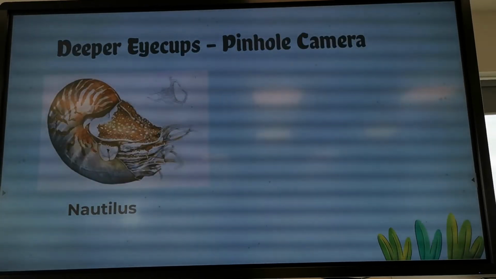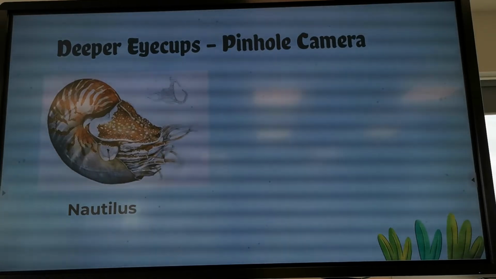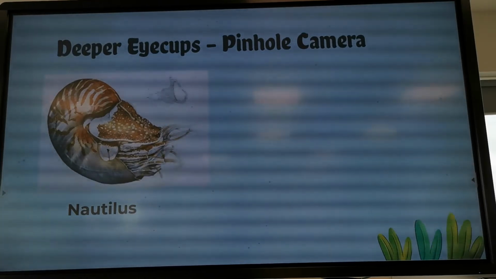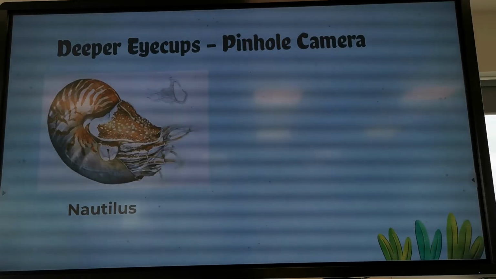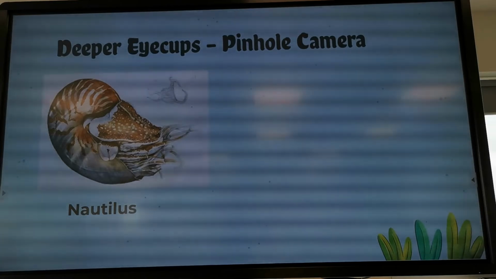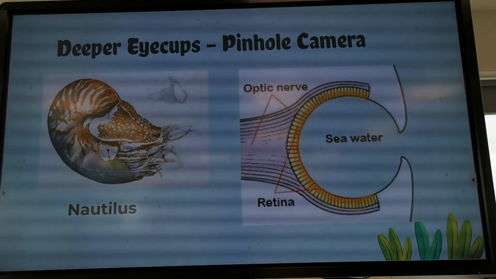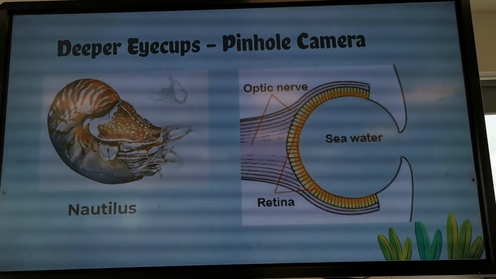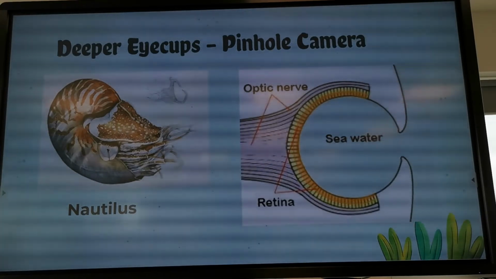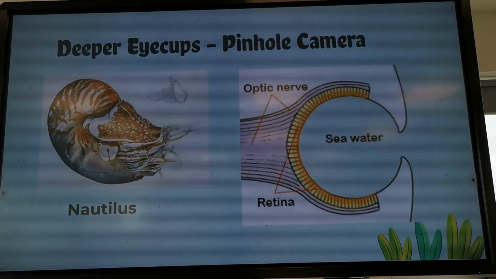And we go to the pinhole camera. So this is called a Nautilus, and this is related to octopuses, which I think is the plural for octopus, isn't it? So we'll go with that anyway, if it's not. So the Nautilus has a basic pinhole camera for an eye. And what we see is that we have that depressed eye cup, but we also have a continuation of tissue enveloping around it, which gives us this sort of pinhole, gives us an aperture.